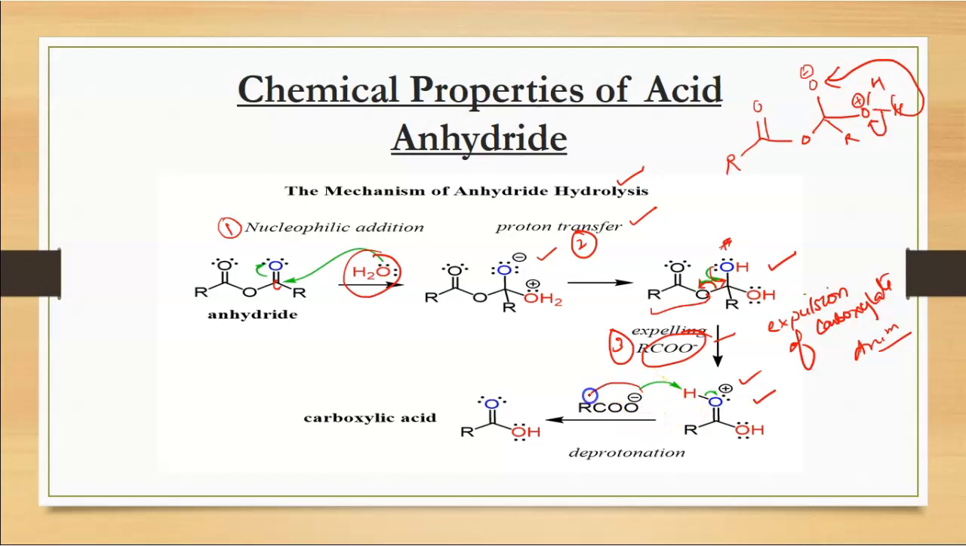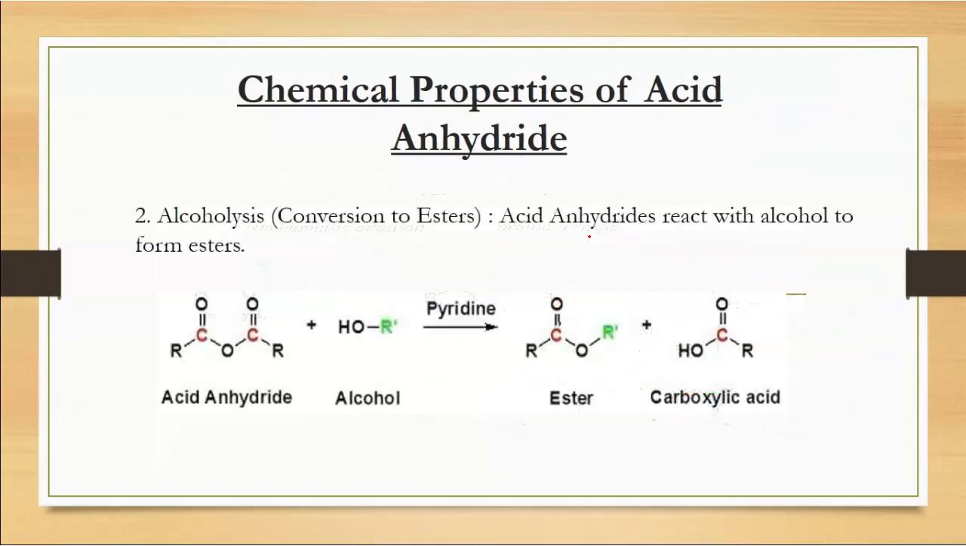Now the carboxylate ion which is left out in the previous step, that is in your third step, will act as a sort of nucleophile, and it will abstract the proton from here like that, and it will result in the formation of this particular structure. So that is how you see the formation of carboxylic acid from your anhydride via the hydrolysis mechanism. This is the first reaction.